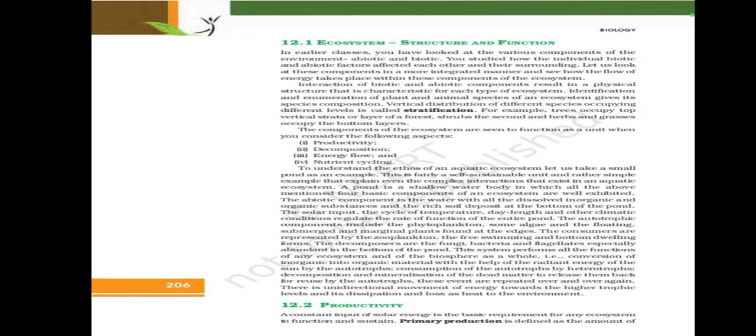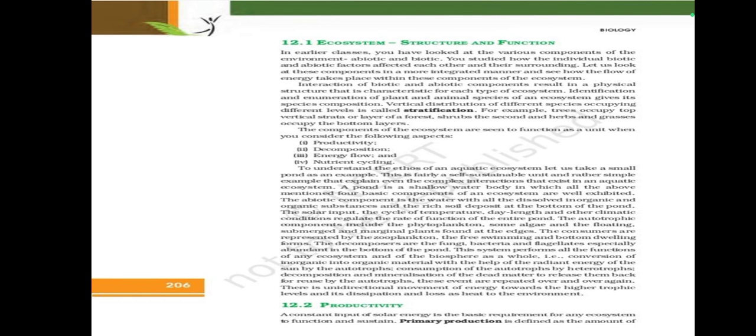The components of the ecosystem are seen to function as a unit when you consider the following aspects: first, productivity; second, decomposition; third, energy flow; fourth, nutrient cycle. To understand the ethos of an aquatic ecosystem, let us take a small pond as an example. This is fairly a self-sustainable unit and a rather simple ecosystem.